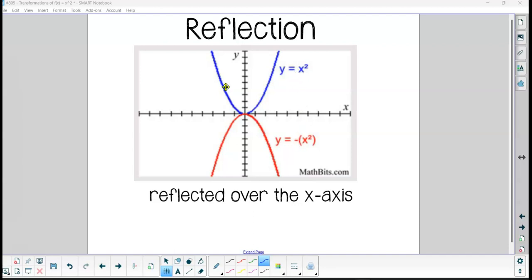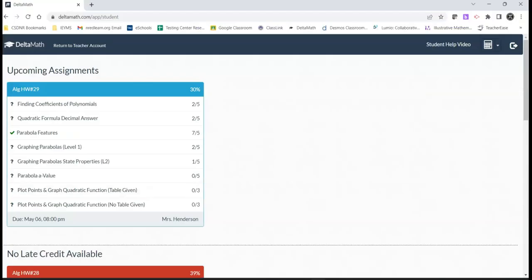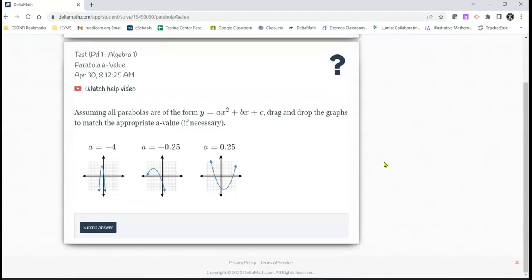If the sign is positive, the graph is up. If the sign is negative, the graph is down. And then the number of the A value, not the sign, but the number of the A value, if it's higher than 1, it's narrow or skinny. And if it's between 0 and 1, or a fraction or decimal value, it's wider. All right, so that's what our a value is talking about when they say parabola a values.